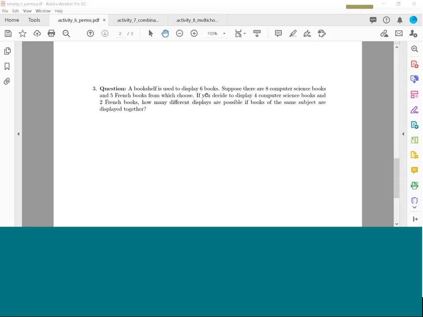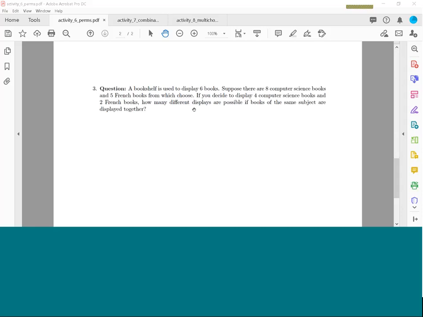Why? Because if you have those extra options, the actual count gets higher because you have more options. Okay? So we're assuming here that we're only looking at the order in which the books are placed, not the orientation of whether the books are upside down or right side up. Okay? So we want to display 6 out of those 13 books. So you decide that in picking those 6 books to display, you're going to pick 4 of the computer science books, and you want to select 2 of the French books.